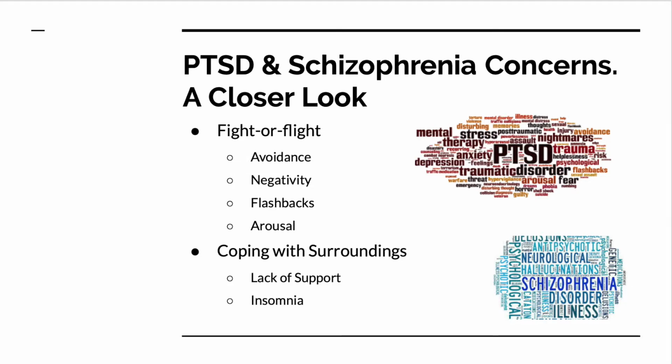To reiterate, let's take a closer look at some of the specific concerns with the two main illnesses, PTSD and schizophrenia. PTSD triggers the flight or fight response in situations where it's not needed. Homeless with PTSD experience four concerns: avoidance, negativity, flashbacks, and arousal. Avoidance deals with wanting to avoid certain places, events, or objects due to traumatic experiences.